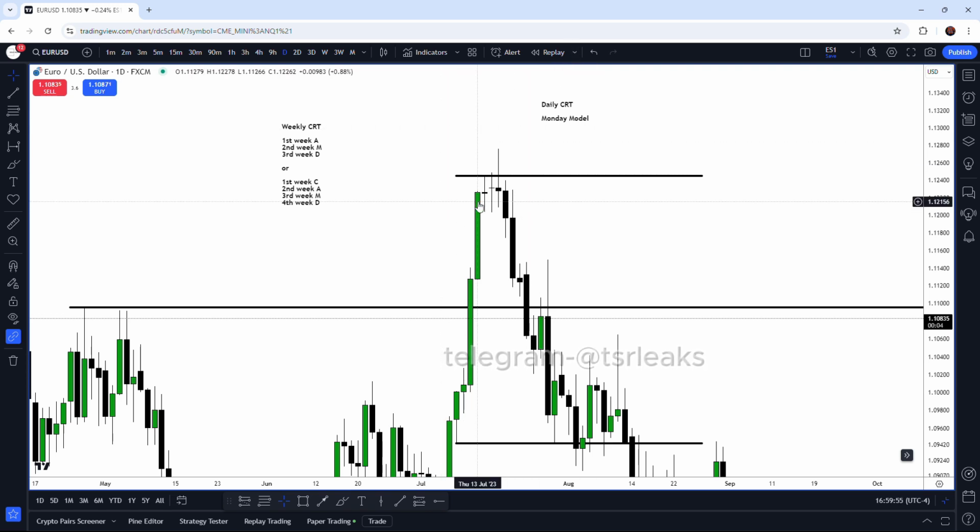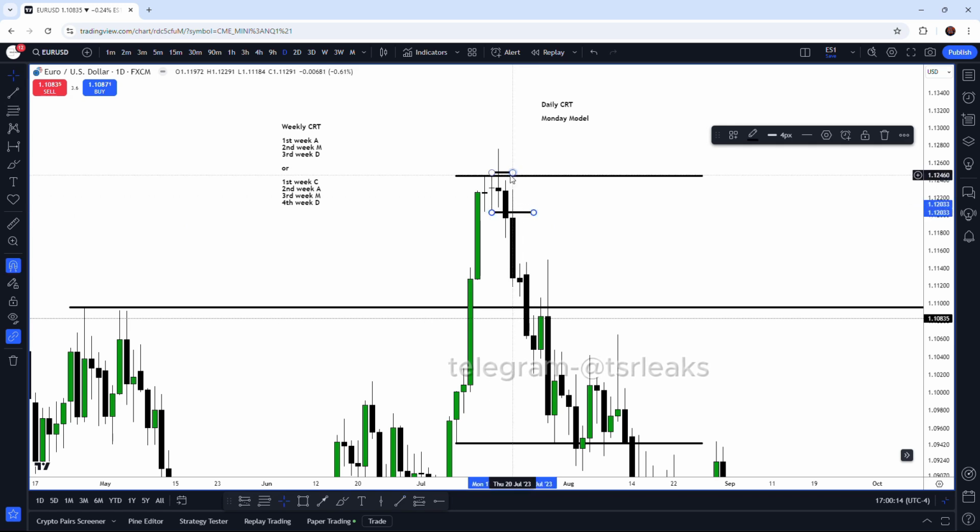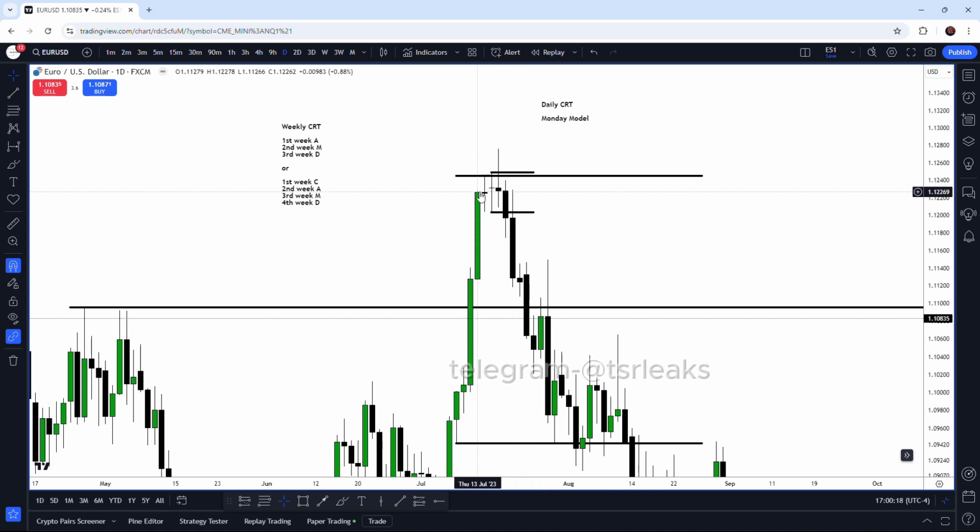Why not use this candle? Why use this candle as the range high and low? Very simple. Very, very simple. This is Monday's range high and low. Okay? This is Thursday. This is Friday.